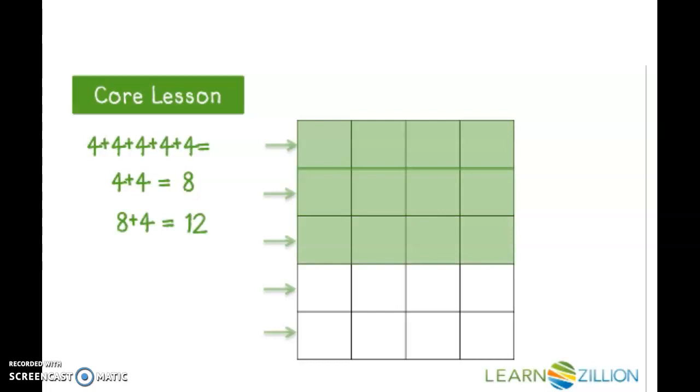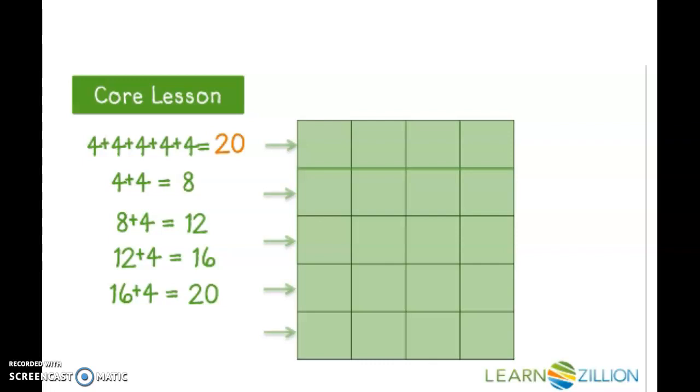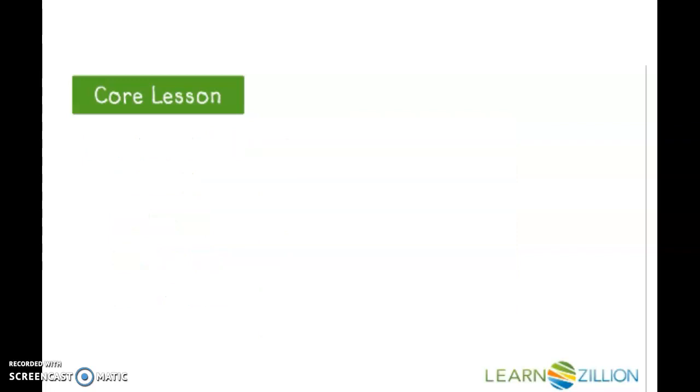Add our next row of 4, which will equal 12. Our next row of 4, which will equal 16. And our last row of 4 would equal 20. So 4 plus 4 plus 4 plus 4 plus 4 equals 20. No matter which way, there are 20 boxes in this array.